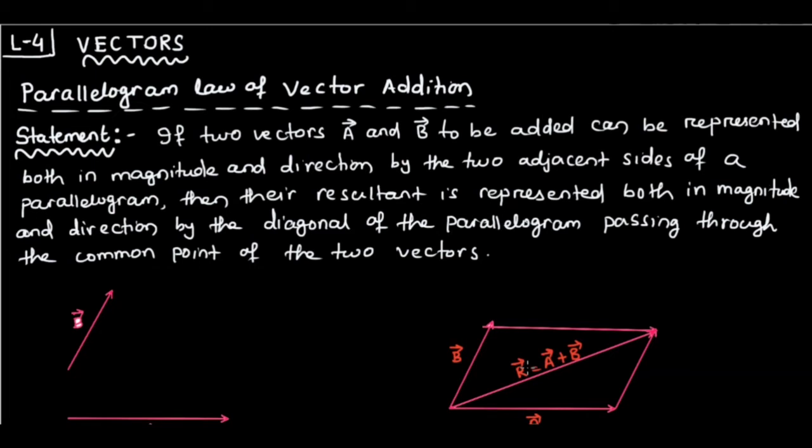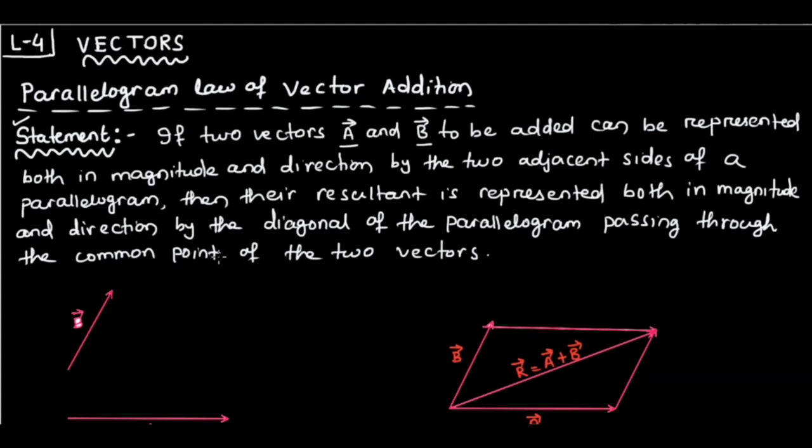So, let's get started. First, look at the statement of this law. It states that if two vectors A and B to be added can be represented both in magnitude and direction by the two adjacent sides of a parallelogram, then their resultant is represented both in magnitude and direction by the diagonal of the parallelogram passing through the common point of the two vectors.